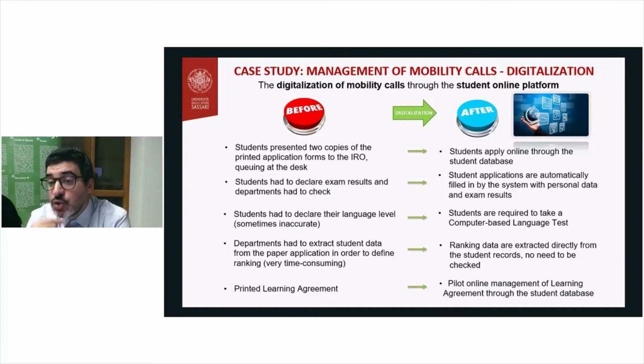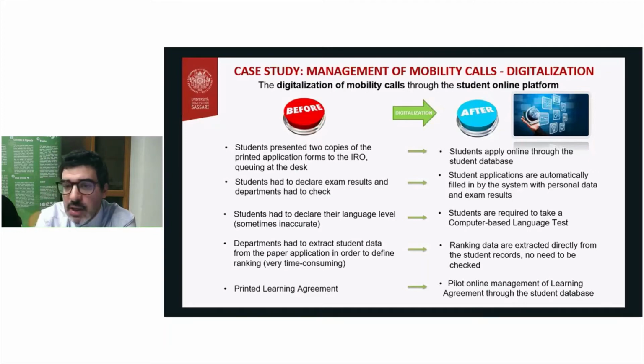Students in the past had to in a way declare the exams that they had taken at the host university, and the departments had to check whether the declaration of the student was true, basically. At the moment, student applications are filled in by the system with the personal data and the exam results. So at the moment, both the current examinations taken in our university and those taken abroad are entered in a general database. Okay.